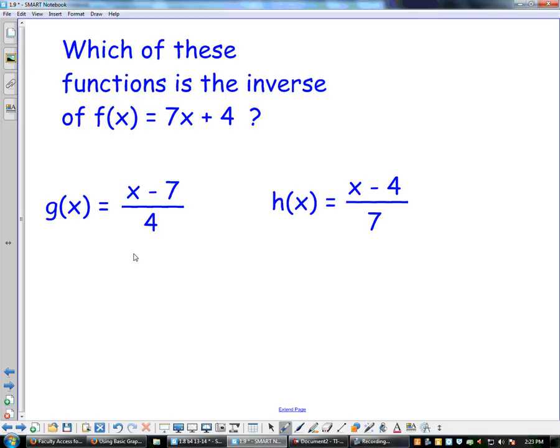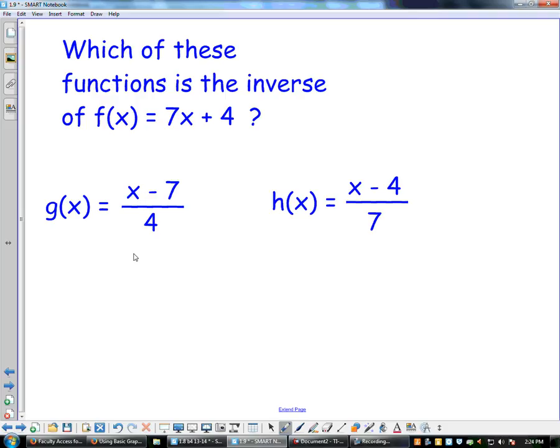In this example, which of these functions is the inverse of f of x equals 7x plus 4? Is it g of x, which is x minus 7 over 4, or is it h of x, which is x minus 4 over 7? I don't want you to answer right now. I want you to think about it, and I would like you to put pencil to paper and use what we just talked about.